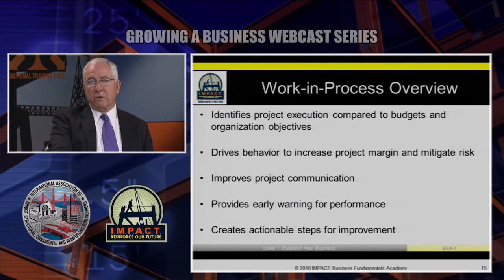So these are things that identify project execution compared to budgets and organizational objectives. They drive behavior and increase project margin and mitigate risk. They improve project communication, and they provide early warning for performance variances if there are any that exist. And they create actionable steps for improvement, because you can begin to see where these variances are occurring.